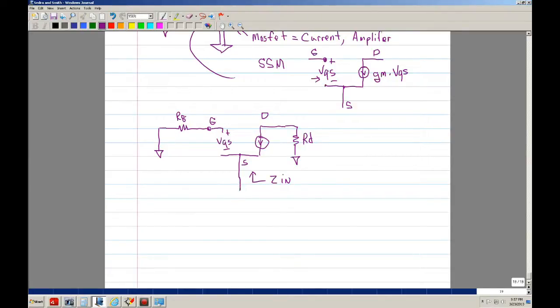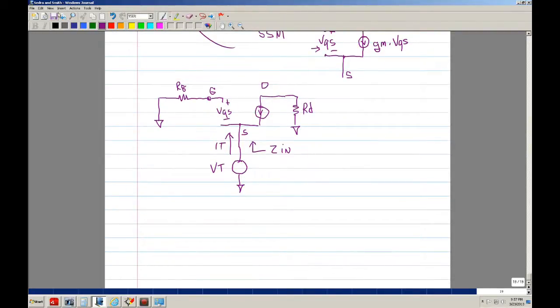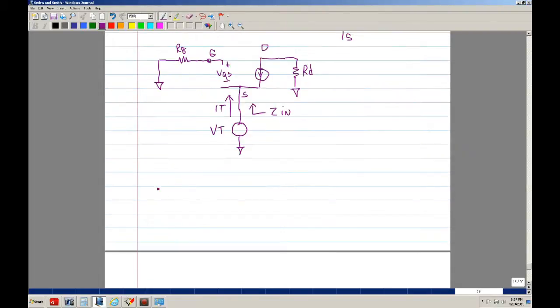Now what we want to know is Zin. So the way we do it is we add a VT, or a voltage test. That voltage test should generate an IT current. Okay. So now we're set up. Okay. So let me add another page. Okay. So the first thing you want to do is define VGS. And when I say VGS, I want to define this voltage.